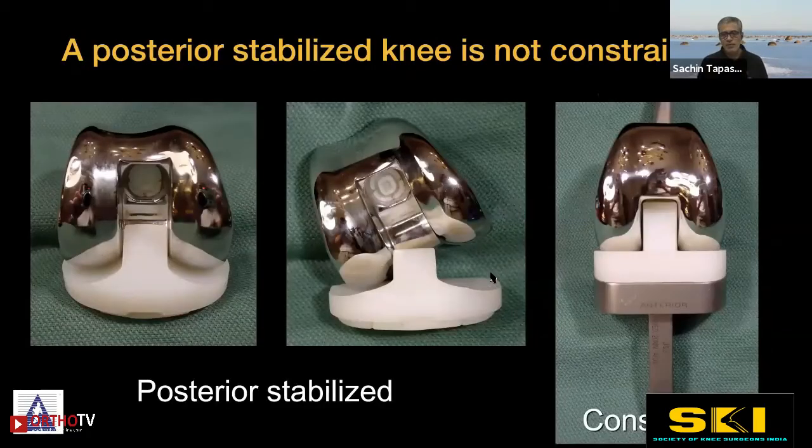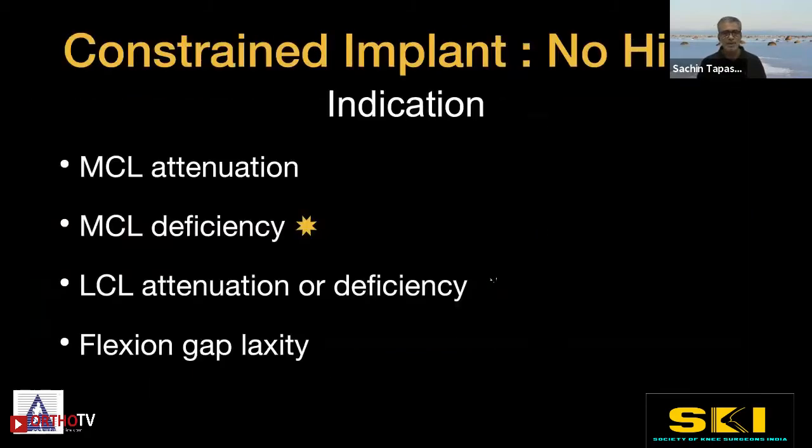This is very important to understand: a PS knee is not a constrained knee. A PS knee acts as a semi-constrained knee because the height of the post is not large enough to compensate for a defunct or non-functioning LCL or a compromised MCL.